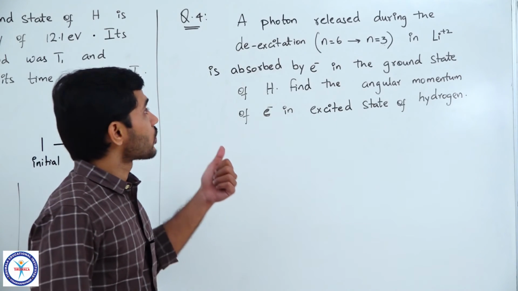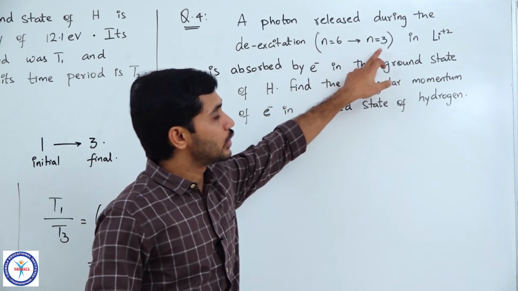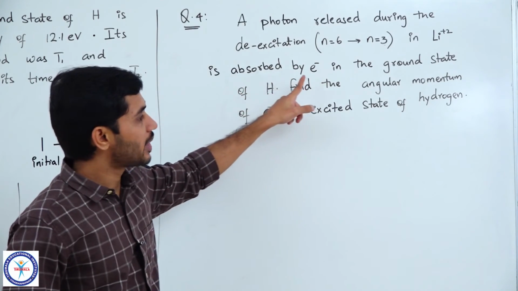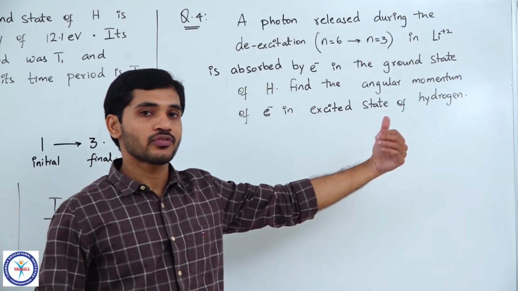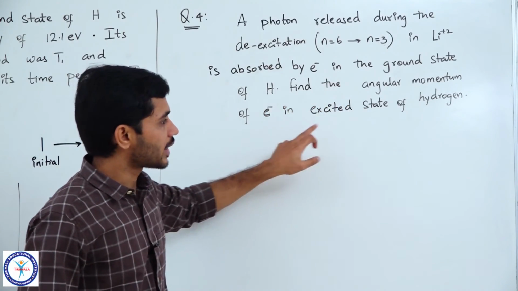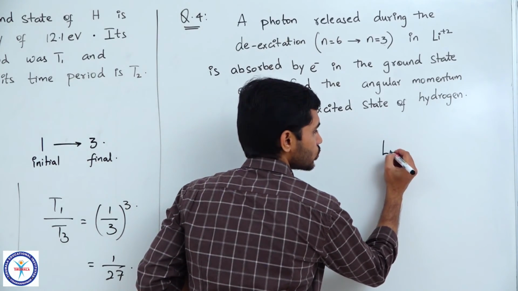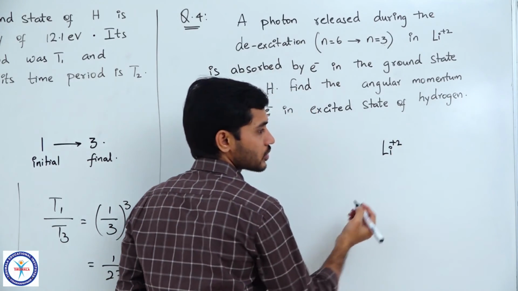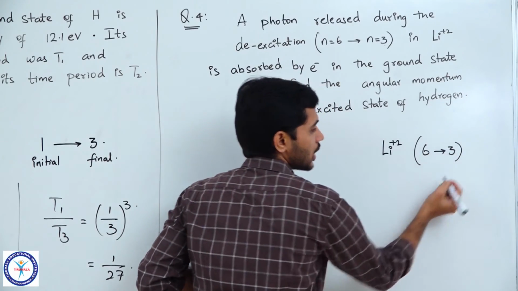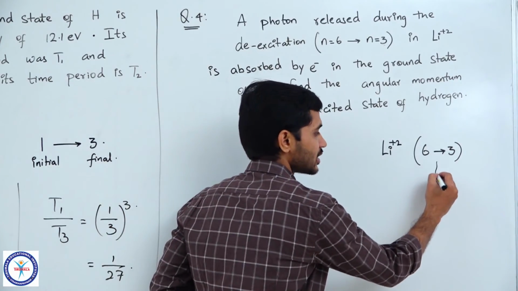It is given that a photon is released during the de-excitation from 6 to 3 in Li2+, and that photon is absorbed by an electron in the ground state of hydrogen. They are asking us to find the angular momentum of the electron in the excited state of hydrogen. In Li2+ there is a transition corresponding to 6 to 3, and whenever de-excitation occurs a photon is released.